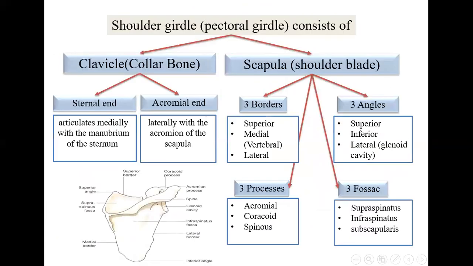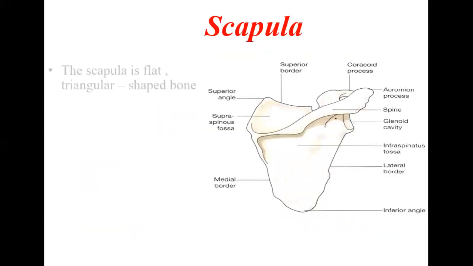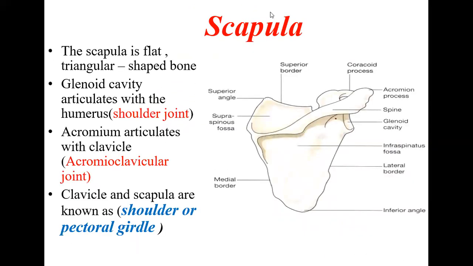If you go back to this picture, here you can see this joint. This joint is formed by the bone called the humerus. So this is the articulation between the glenoid cavity of the scapula and the humerus. That's why it is called the glenohumeral joint, or also the shoulder joint. Okay, so this is a very important space where the head of the humerus will be articulating with the glenoid cavity.